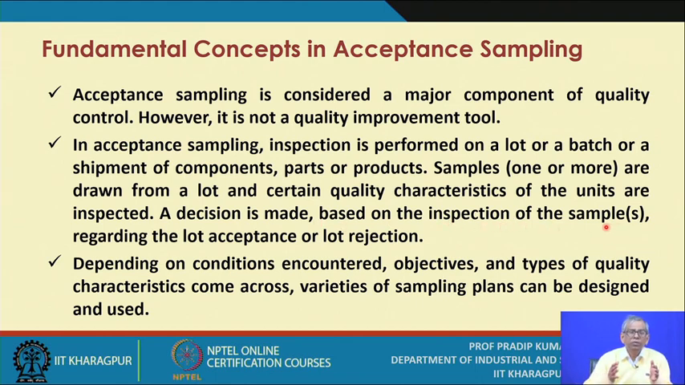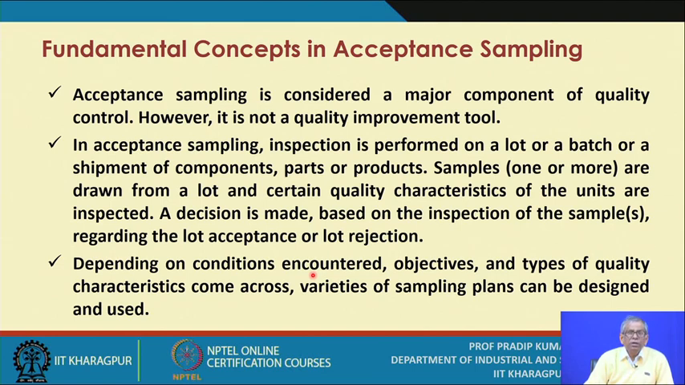That means when you get the sample, you go for 100% inspection of the sample units, and then you get the inspection result. Based on the inspection result, you have to make a decision whether you will accept the lot or reject the lot. Ultimately it is considered to be an auditing tool, or a screening technique. I need to take decisions on lot acceptance or lot rejection, depending on the conditions encountered. This is the basic technique you follow in acceptance sampling.